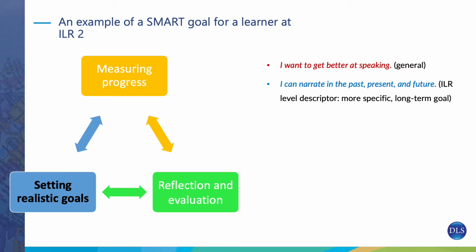Now, here we can see a goal that's coming from the ILR level descriptors for level 2: I can narrate in the past, present, and future. So this could be connected to speaking, of course, and it is more specific, but this would really be better as a long-term goal. So something that you will work towards over time, but it doesn't really fit our criteria of being specific or measurable.